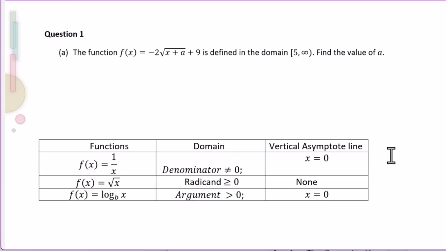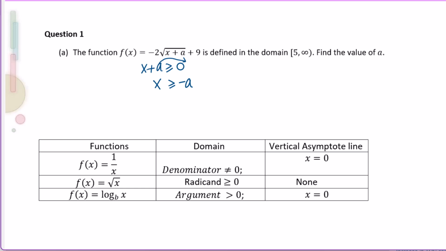Here is the rule for the domain of certain functions. For a square root function, the radicand is greater than or equal to 0. We have x plus a greater than or equal to 0. Move positive a to the right side: x greater than or equal to -a.